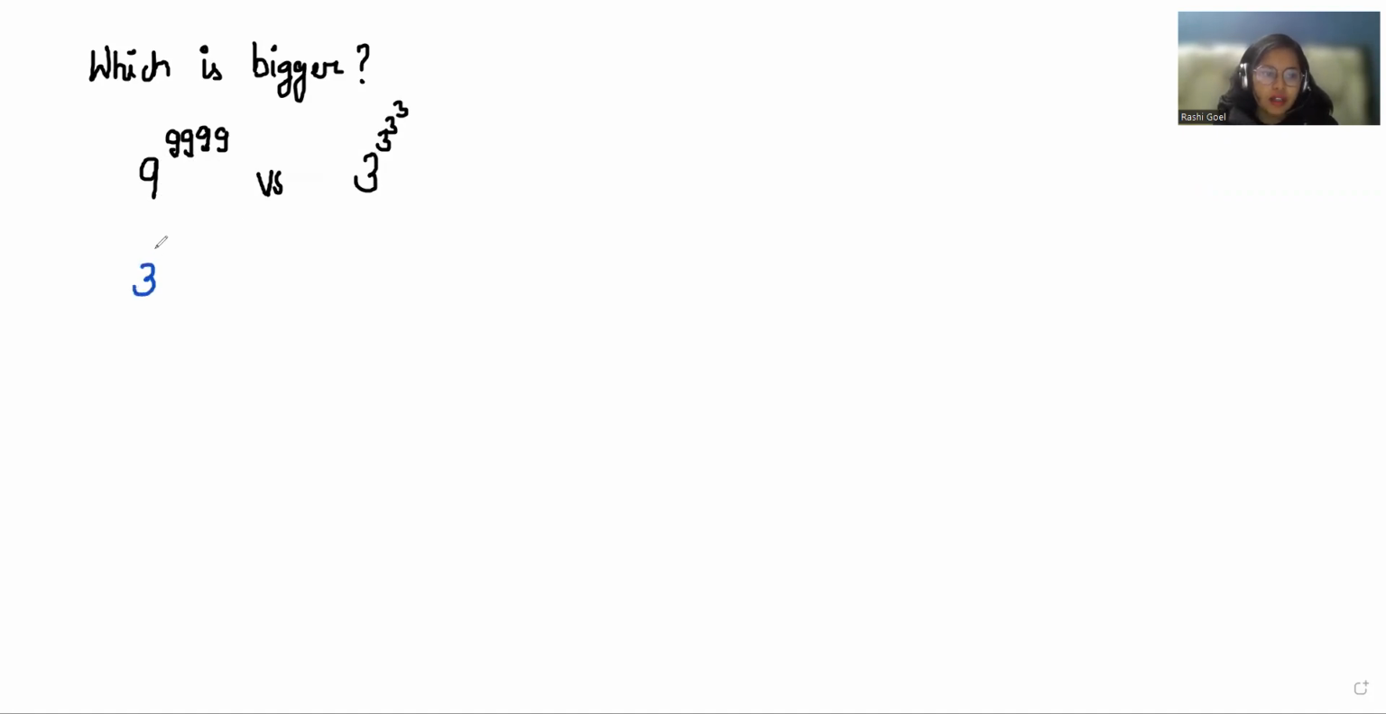So 9 we can write as 3 square, and the whole power is 9999. And 3 power 3 is 27. Now we can write it as 3 power 2 times 9999 compared with 3 power 3 times 27.